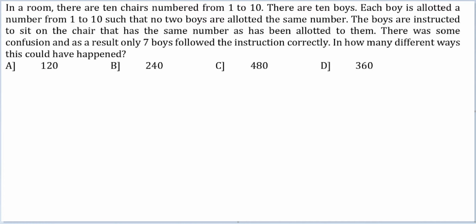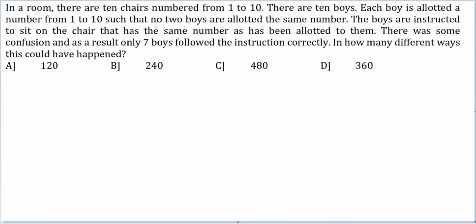Let's look at this question. In a room, there are 10 chairs numbered from 1 to 10. There are 10 boys. Each boy is allotted a number from 1 to 10, such that no two boys are allotted the same number. So every child has one allotted chair to them. The boys are instructed to sit on the chair that has the same number as has been allotted to them.